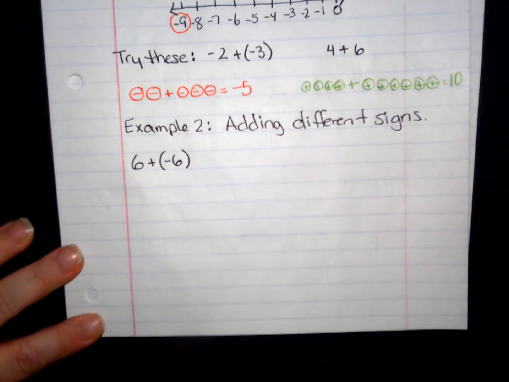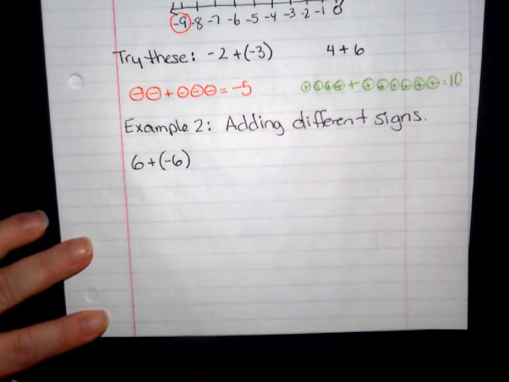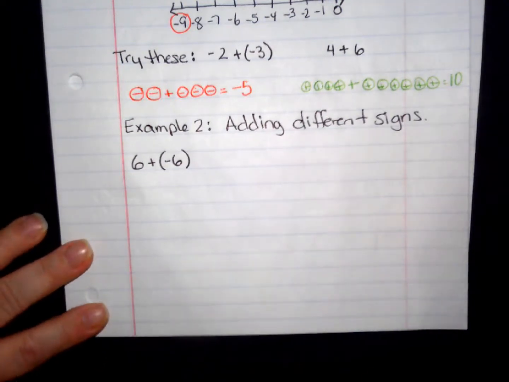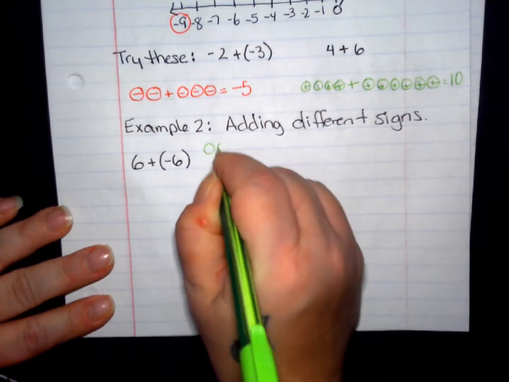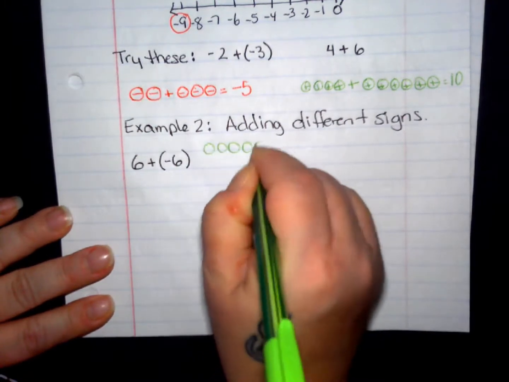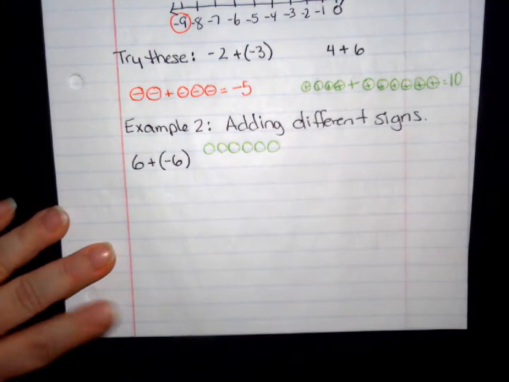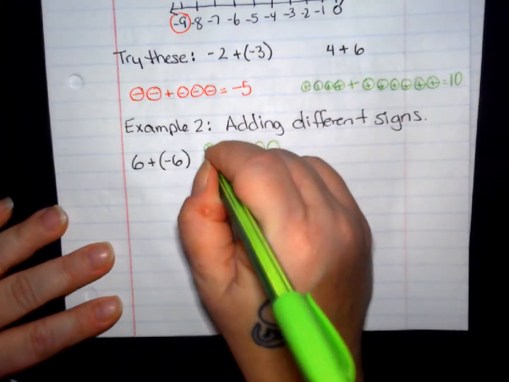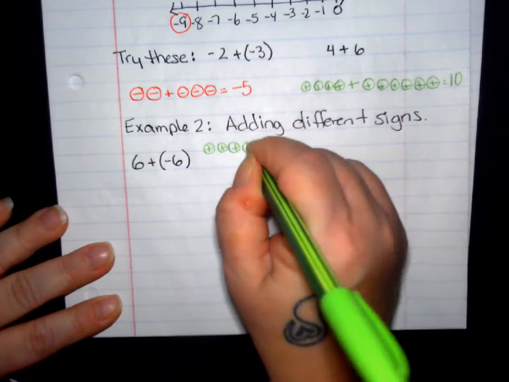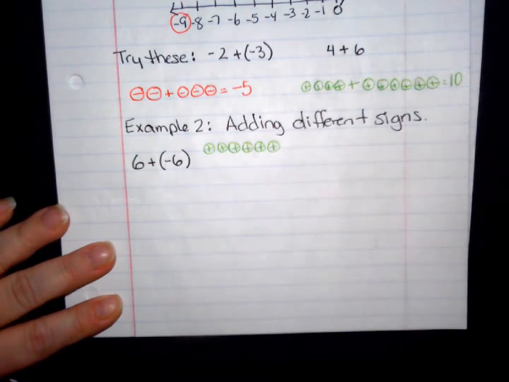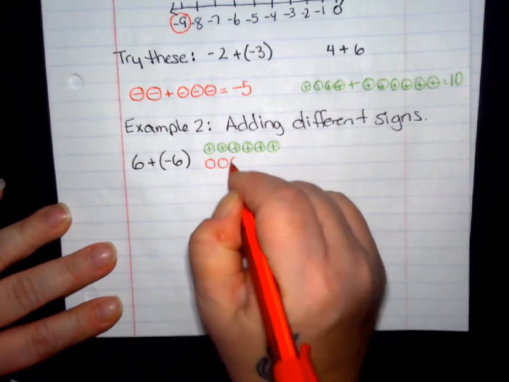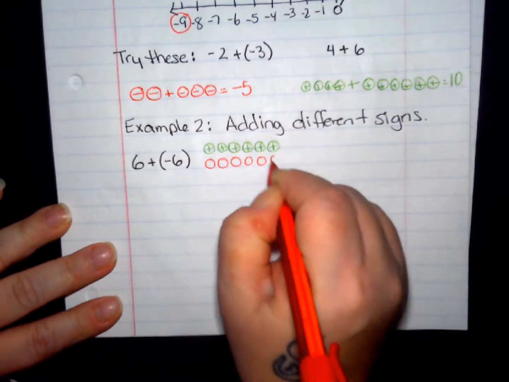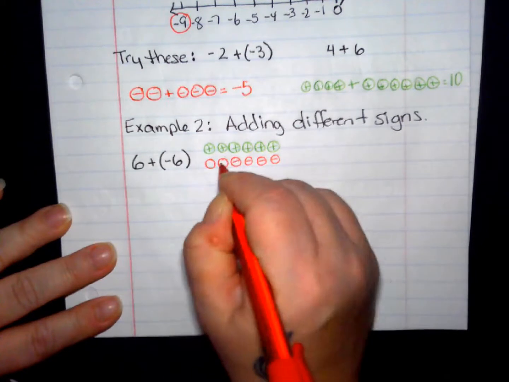Okay, so if we model this, first I'm going to use green to show my positive. So I have 1, 2, 3, 4, 5, 6. Now remember, you can draw the positives in there, but you should just know now that the green is positive, okay? And then I have -6. Okay, so there are 6 negatives.